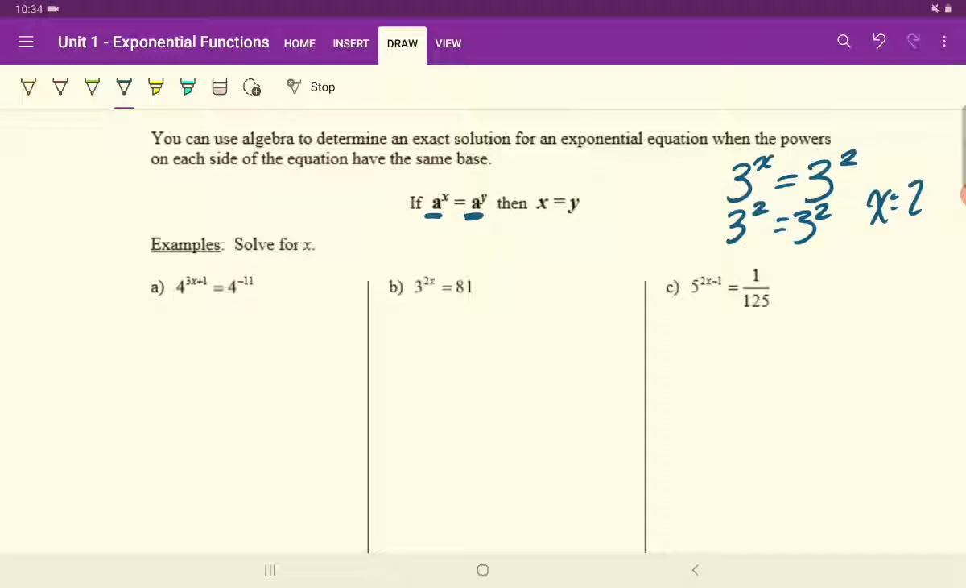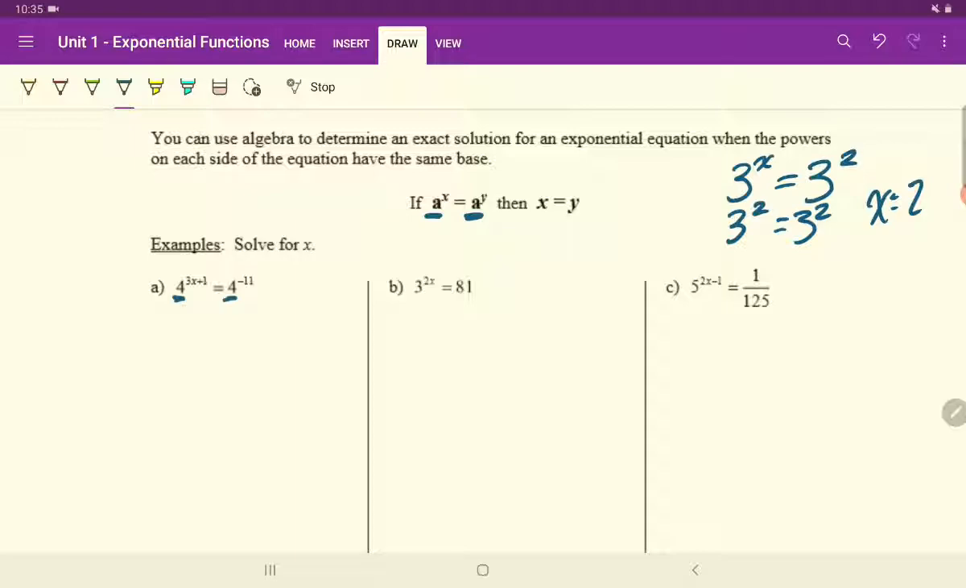Okay, but let's get to a more complicated example. We have 4 to the power of 3x plus 1 equals 4 to the power of negative 11. My first question is, do we have a common base? The answer is yes. So now all we need to do is set the exponents equal to each other and solve for x, because the exponents now have to equal each other. You've got the bases the same. All you need now is the exponents to equal each other, and you will have left side equals right side, or have this equation solved.